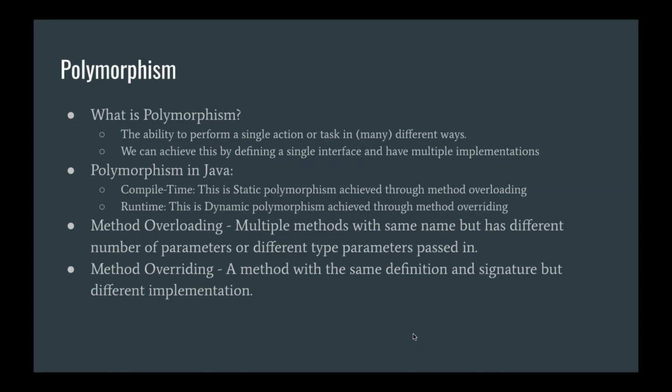And method overriding is a method with the same definition and signature but a different implementation. So in the case of abstraction, as we saw, we define the method, it is there, it's basically the same method, but the way that we implement it covers each use case on our concrete class or our object. And that's what we want to achieve with method overriding, to achieve polymorphism essentially.